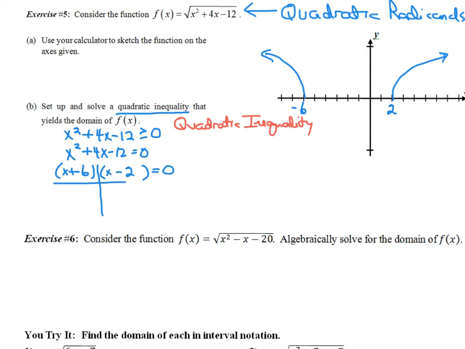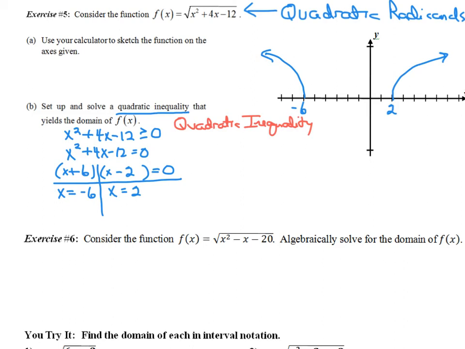Since I'm setting each equal to 0, I'm going to make my t-bar, and I get the two solutions, x equals -6 and x equals +2. Oh, that's where those numbers are coming from. So here's my -6 where one branch touches the x-axis. Here's the number 2 where the other branch touches the x-axis.